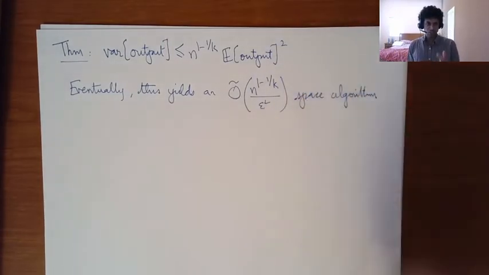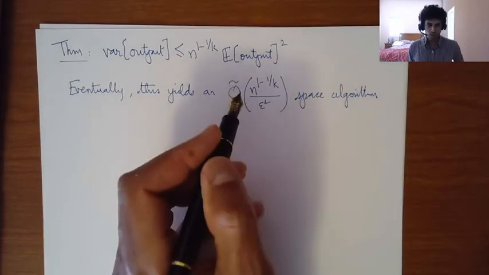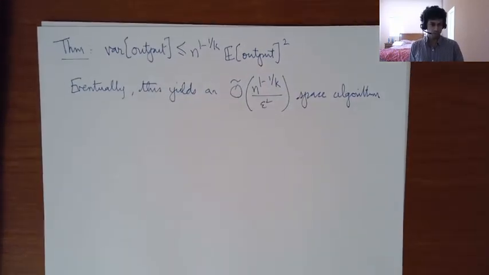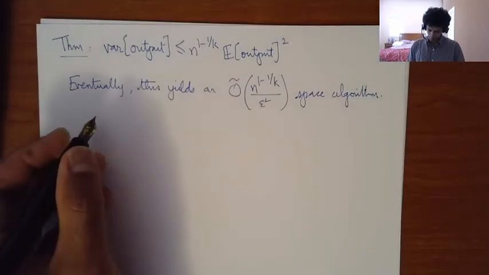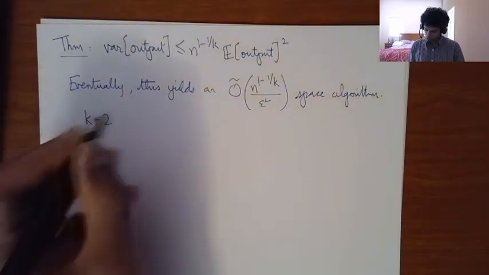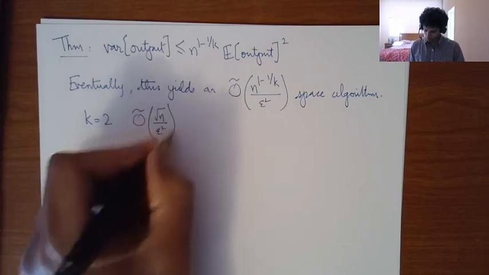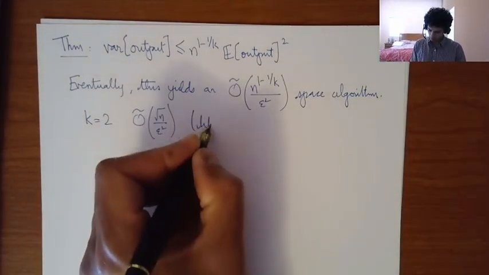Each individual estimator just takes log n or log m storage, and then you have to repeat this n to the 1 minus 1 over k over epsilon squared times to get some kind of convergence. And that comes from the variance bound. And just to say, for k equals 2, this is O tilde of root n divided by epsilon squared, which, if you think about it, we've seen this bound before. And this is like the birthday paradox.